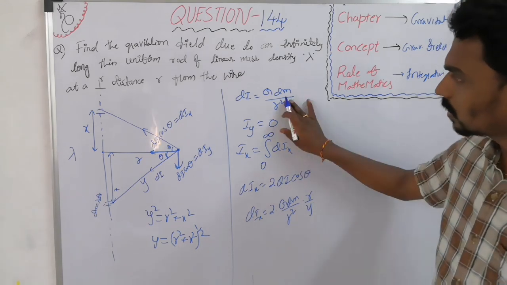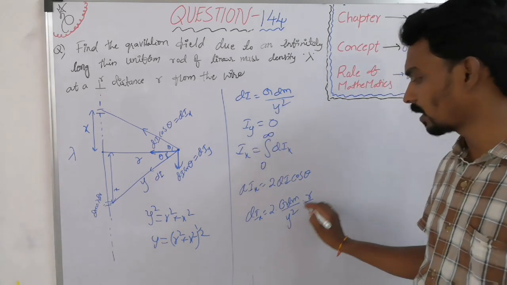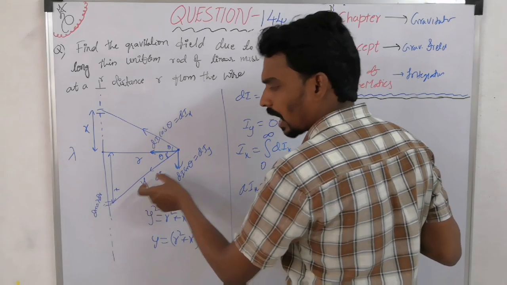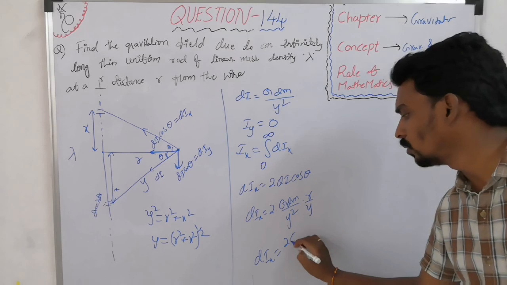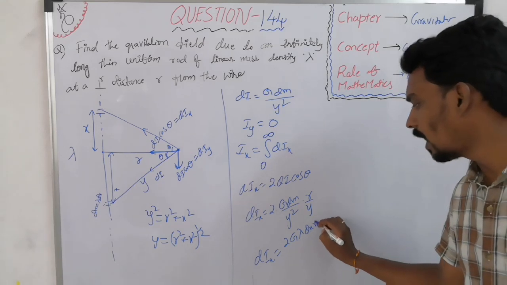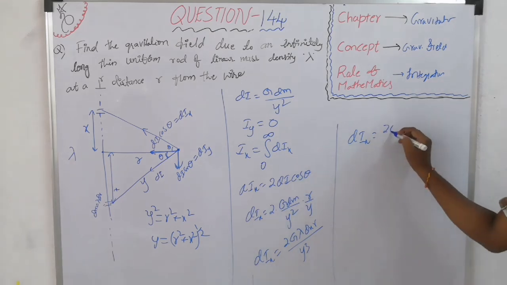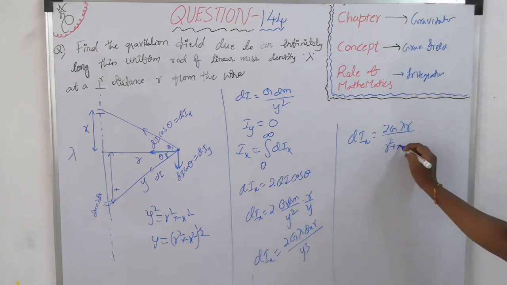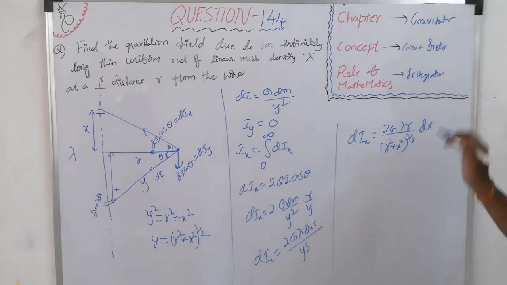Sorry, this is not r square. dI is the field at distance y, so y square. This will become y square, because this is the field due to this element at a distance y, G dm by y square. Now dIx will become 2G, dm is lambda dx, times r by y cube. So dIx equals 2G lambda r by y cube, meaning (r square plus x square) power 1 by 2 whole cube, so it will become power 3 by 2, dx.